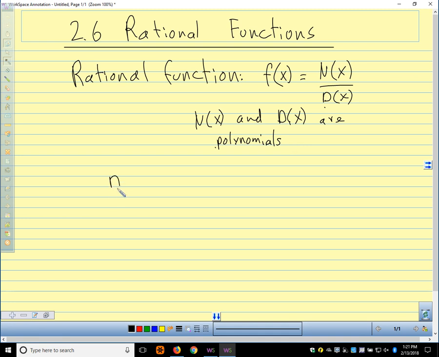So the first thing that we're interested in with any function is its domain. Since we have a fraction here, what's going to give us a problem in the domain? Dividing by 0, right? So our domain is anywhere where the denominator is not 0.